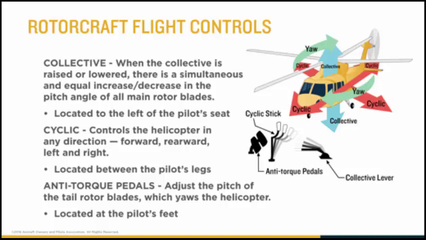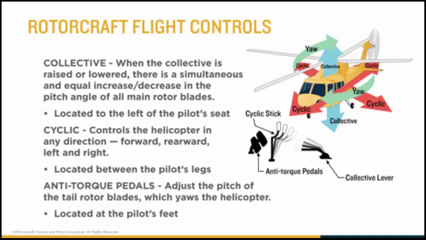And we talked about the collective. The collective is a control located to the left of the pilot's seat and is operated by the pilot's left hand. When the collective is raised, there is a simultaneous and equal increase in the pitch angle of all main rotor blades. When the collective is lowered, they all decrease equally.